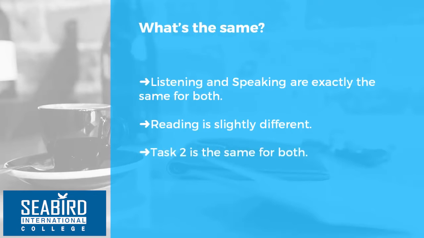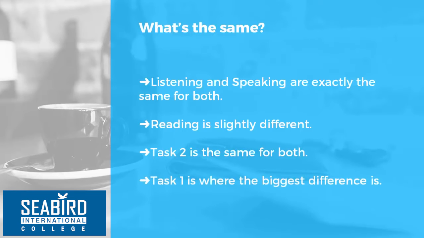Also, task 2 writing is the same for both. So for task 2, you will have to write a kind of an academic style essay, like do you agree or disagree, advantages and disadvantages, discuss both views. And these are the same. They're marked by the examiners in the exact same way, and the questions are the same style for general training and academic. Some people think they're different, but I would disagree.